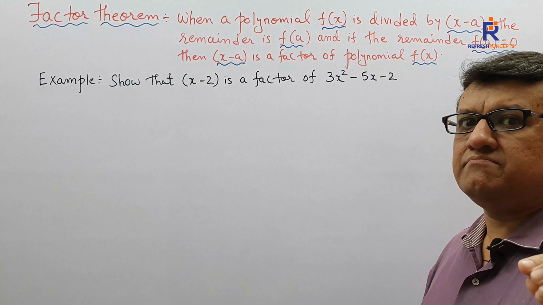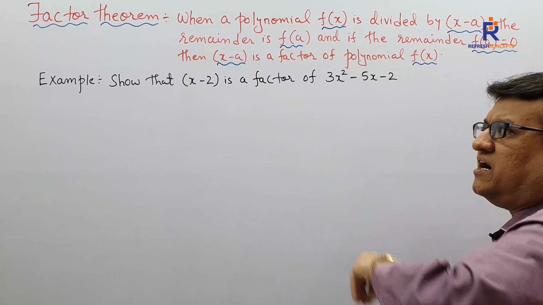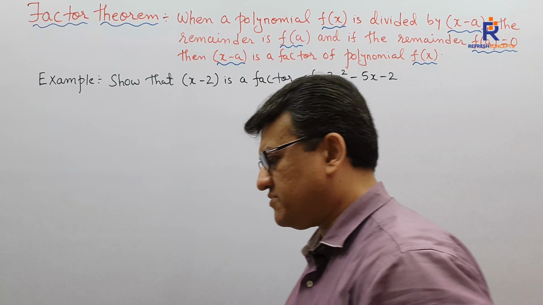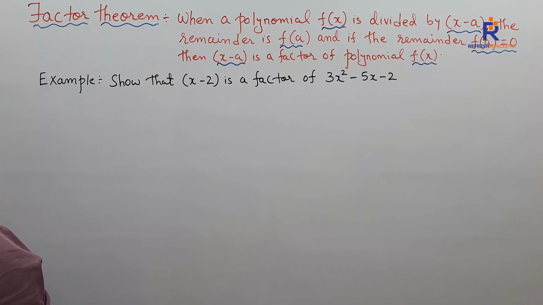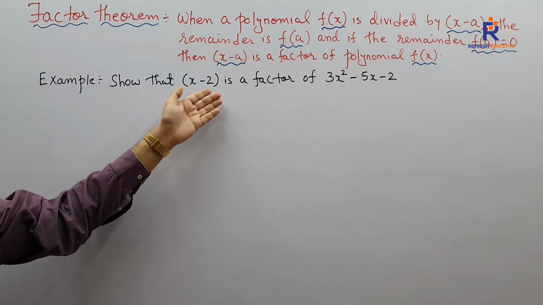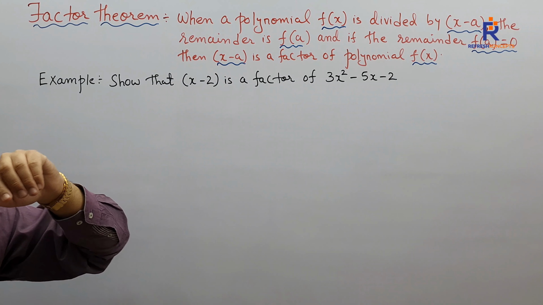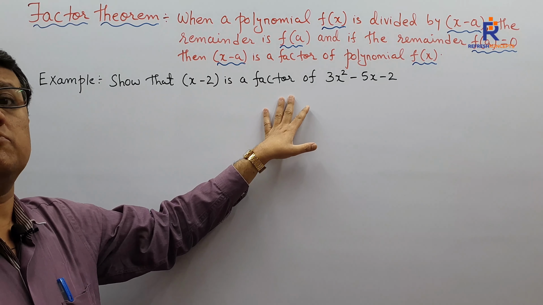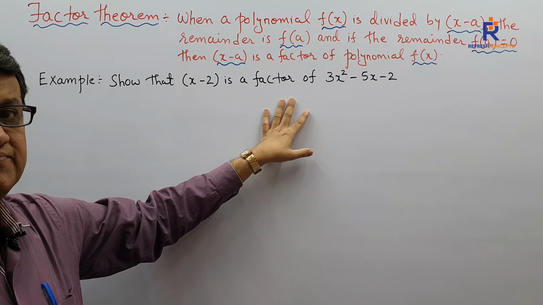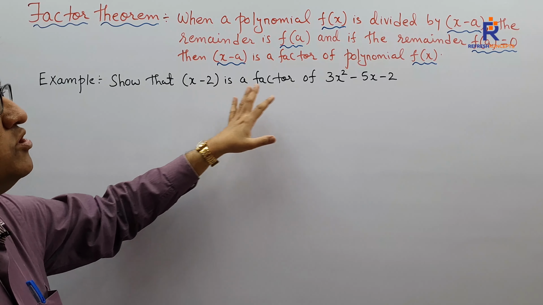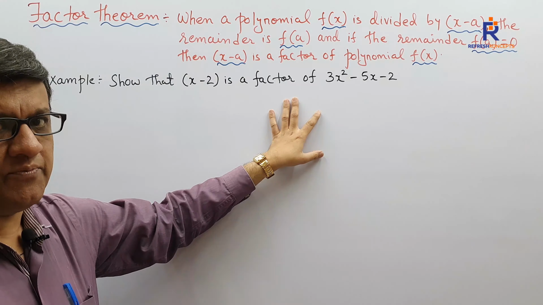To understand this much more clearly, we are taking one sum. The sum says, show that x minus 2 is a factor of 3x square minus 5x minus 2. As per the definition, we are going to find out the remainder for this polynomial when the divisor is x minus 2.